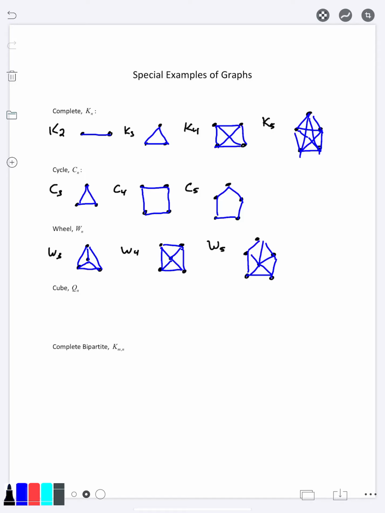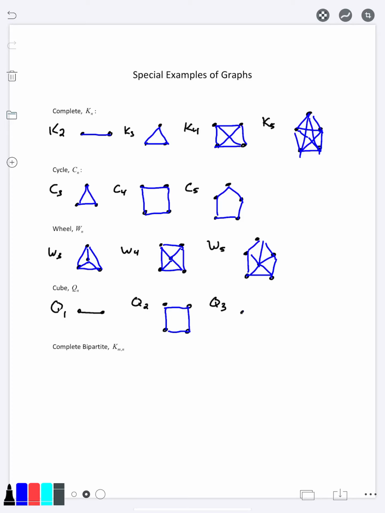Now, for cubes, these are a little bit trickier to draw when you get to higher numbers. So Q2 is, I'll just start with Q1. Q1 is what's called a one-dimensional cube, which you might not call a cube because it doesn't look like one, but it's just a line here. Q2 is the two-dimensional version. So in this case, it's a square, same as C4. And then if I want Q3, this would be a three-dimensional cube.